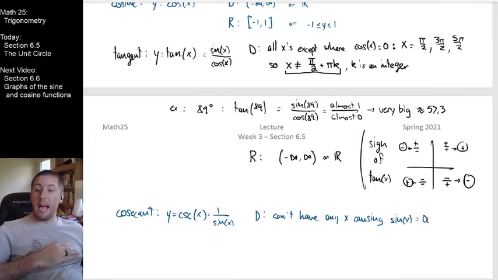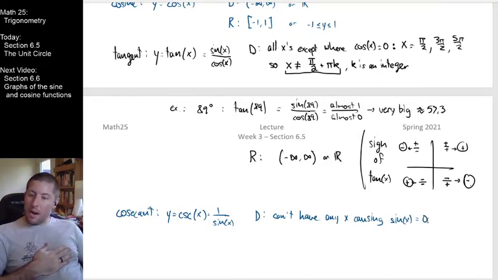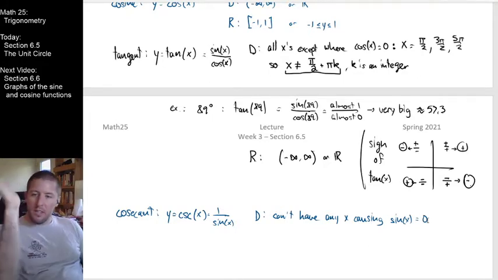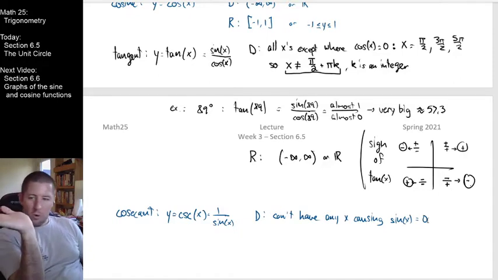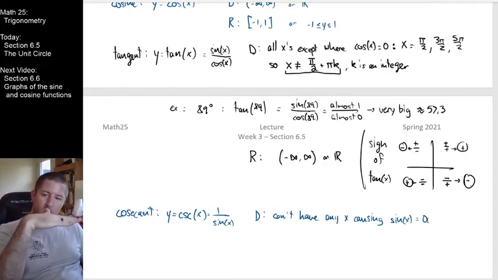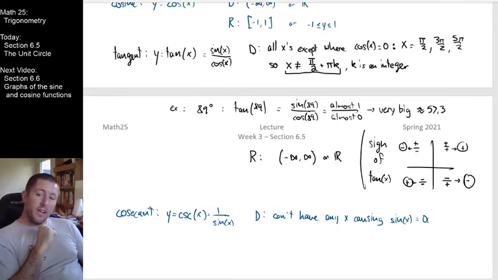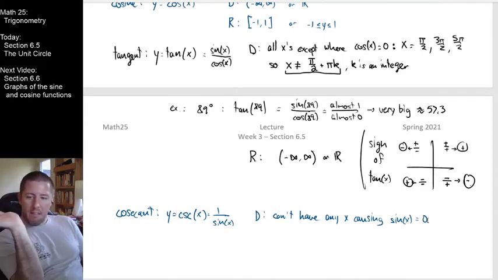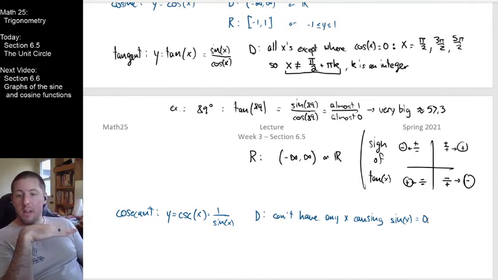I know that our sine is measuring height. And when do we have 0 for our height? Well, at 0 degrees, 180 degrees, 360 degrees, 540 degrees, right? 720 degrees, or we could say this much more easily as 0, pi, 2 pi, 3 pi, 4 pi, 5 pi, 6 pi. Those are all the angles where we don't end up with any height.